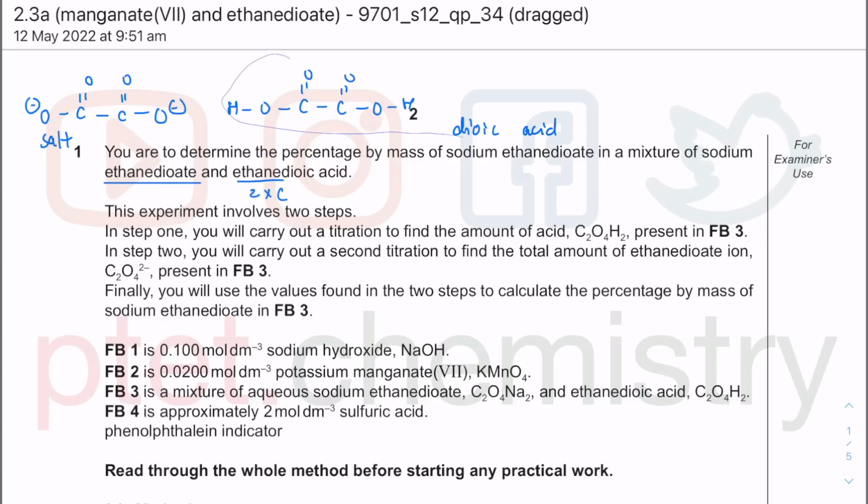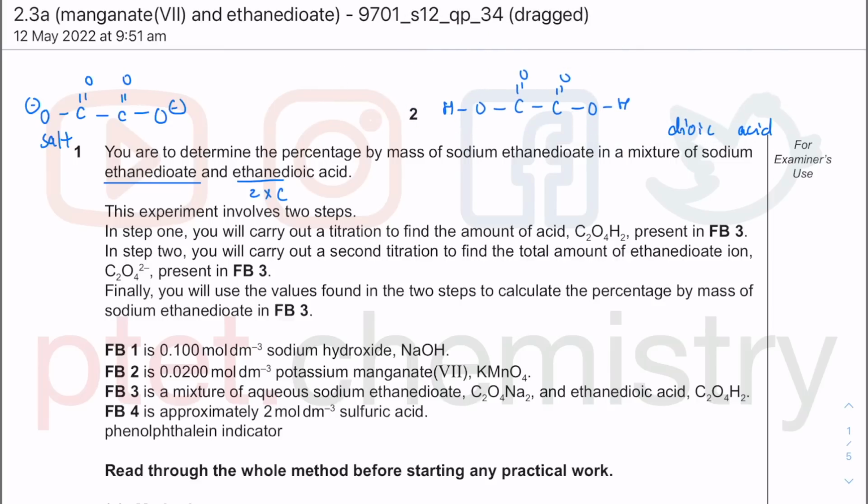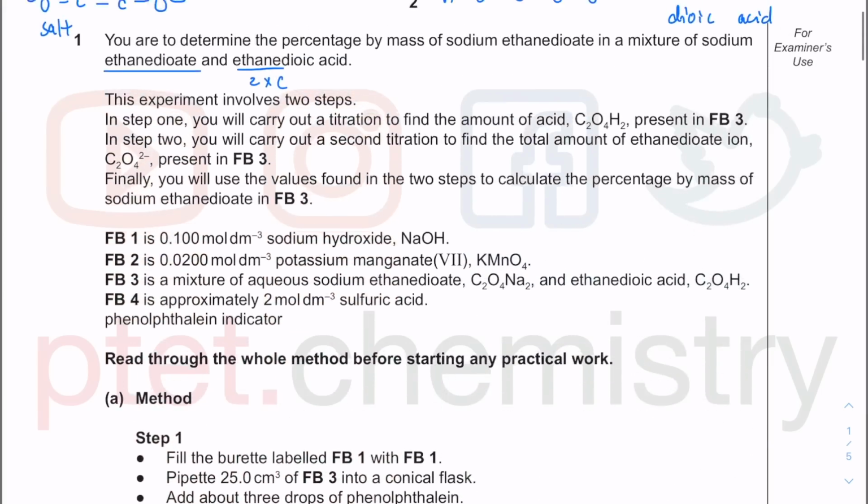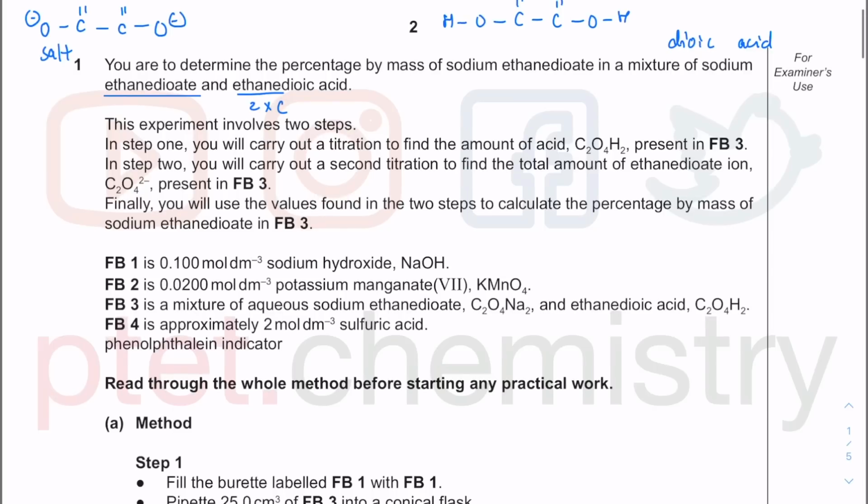So now, what is so special about this titration? It's very special because, okay, you need to heat. You need to heat it, and there's the problem here. You need to heat it. Where's the heating? Where's the heating? Yeah.